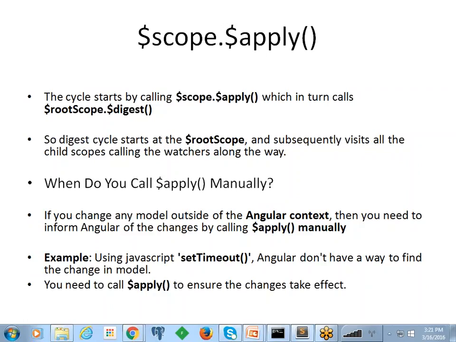Just remember, $apply will be called by the Angular framework automatically if some mismatches happen. If there is a situation where the code is out of Angular context, we need to call it manually. Just remember this. If you change any model outside of the Angular context, then you need to inform Angular of the change by calling $apply manually. The same example we have used in the code also: JavaScript setTimeout is there, right? We will see that in the next line. When calling setTimeout, the view will not get updated. We will see that in the example.